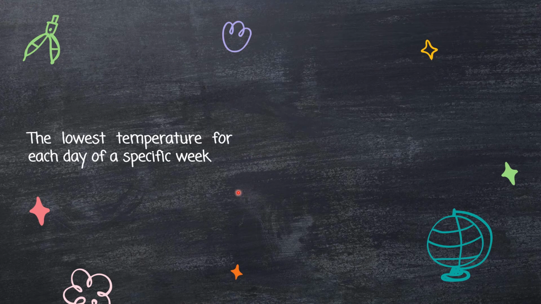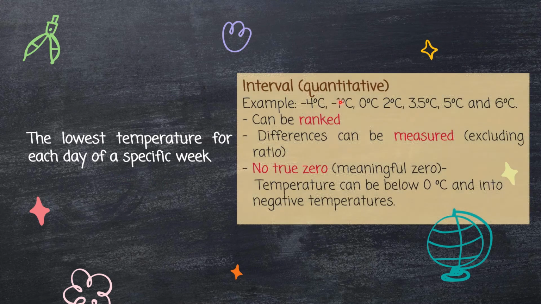The last variable is the lowest temperature for each day of a specific week. So it uses the interval scale and it is quantitative. Here is the example of the temperature. So the variable can be ranked because it can be arranged in ascending order. The differences can be measured, excluding ratio. And it has no true zero or meaningful zero. That means temperature can be below 0 degrees Celsius and go into negative temperature.